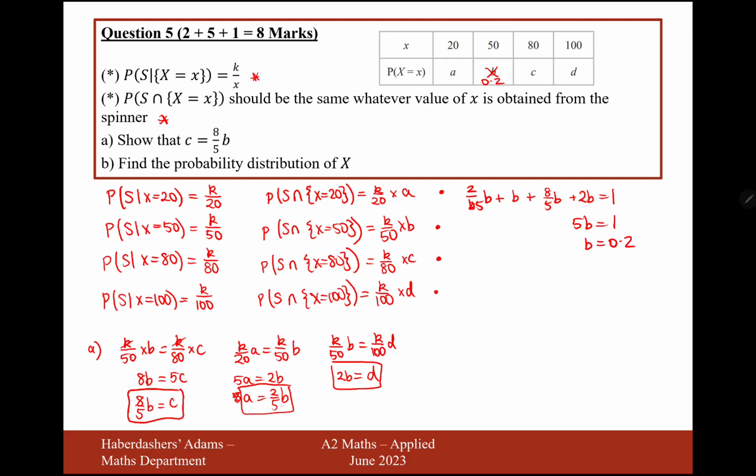Let's now work out a. So a is going to be 2/5 times that, which is 0.2 times 0.4, which is 0.08. C is 1.6 times 0.2, which is 0.32. And D is twice 0.2, so that's 0.4. And a final check just to add all of those together to make 1. Yes, excellent. All of those add together to make 1. So that's the final answer for part B. The answer is this table of probabilities here.